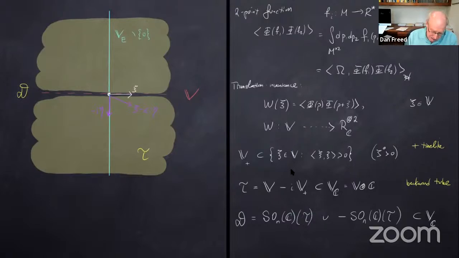And so this is time. There are no space-like vectors. And the backwards tube, well, okay, so the forward time-like vectors, everything is time-like, the forward time-like vectors are here, that's the V plus. And so if I take and multiply that by i inside the complexification, that would be here. And so this part here is what T is, this backward tube.